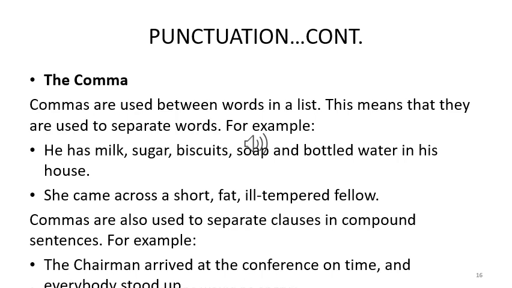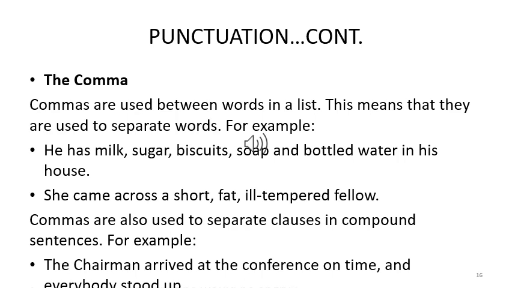What you do is just to put a comma between the words of the list, and then you put and between the last two items or two objects of the list. So that's what you have here. You see milk, comma, sugar, comma, biscuits, comma, soap, and bottled water. So the list has 5 items on it, and when you come to the fourth one, because after that one there will be only one, you then put and.